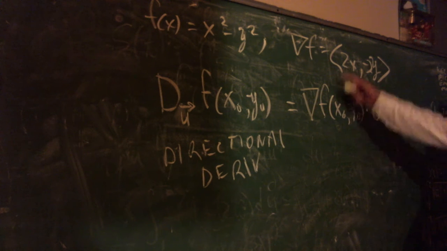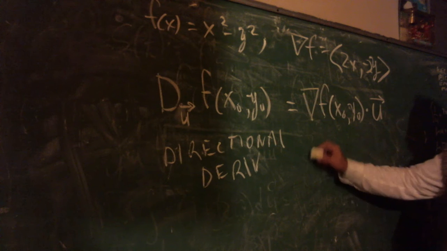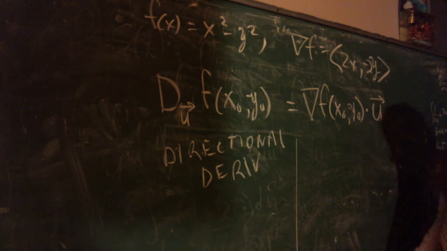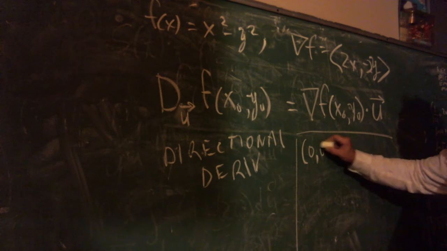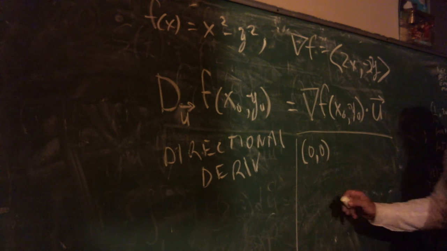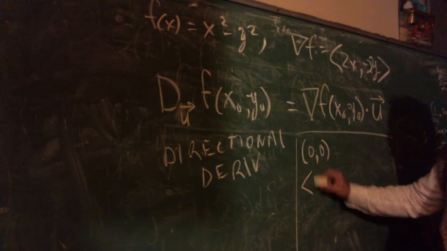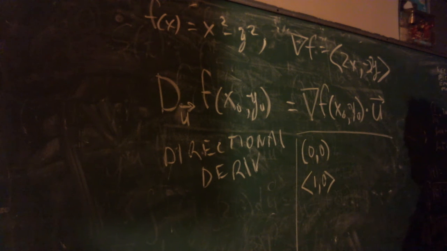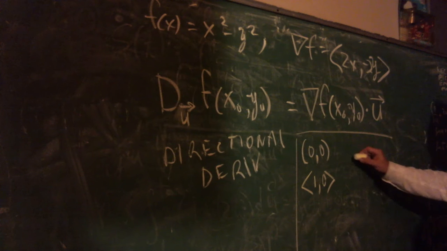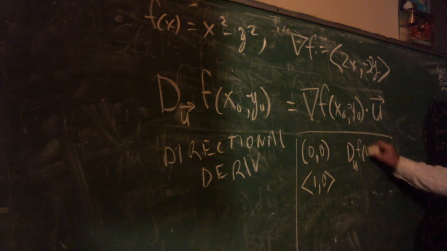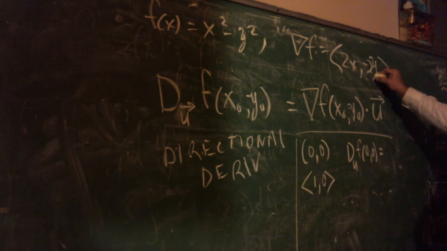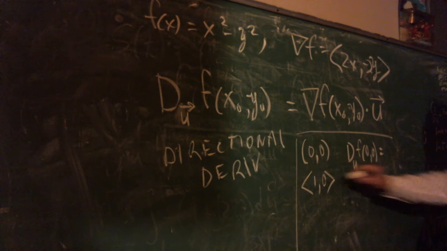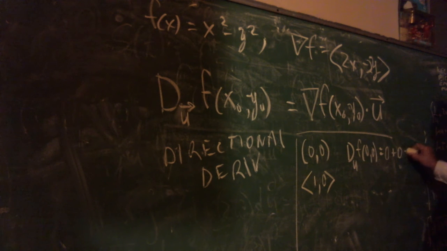So let's do this example. Let's make just a little table of values here. I have the point 0, 0, and the vector 1, 0. Okay, so here's what we would get. The directional derivative D sub u of f at 0, 0 would be 0, comma 0 dotted with 1, comma 0. 0 plus 0 equals 0.